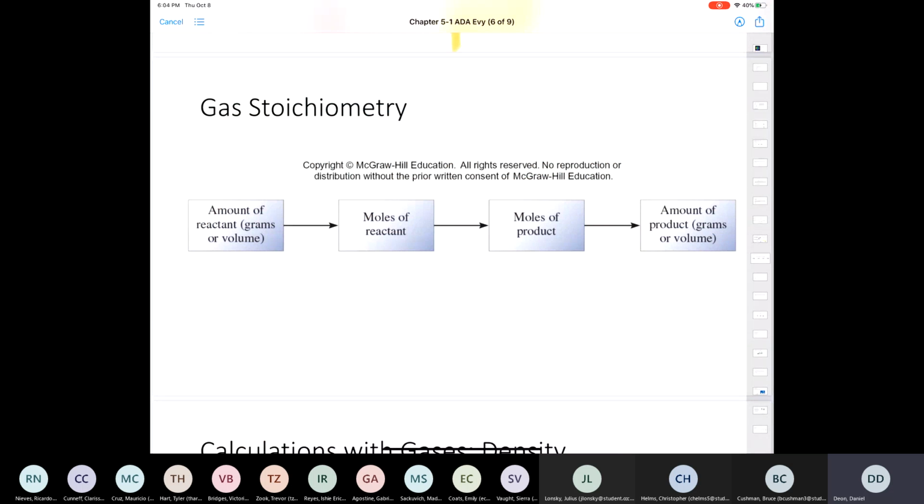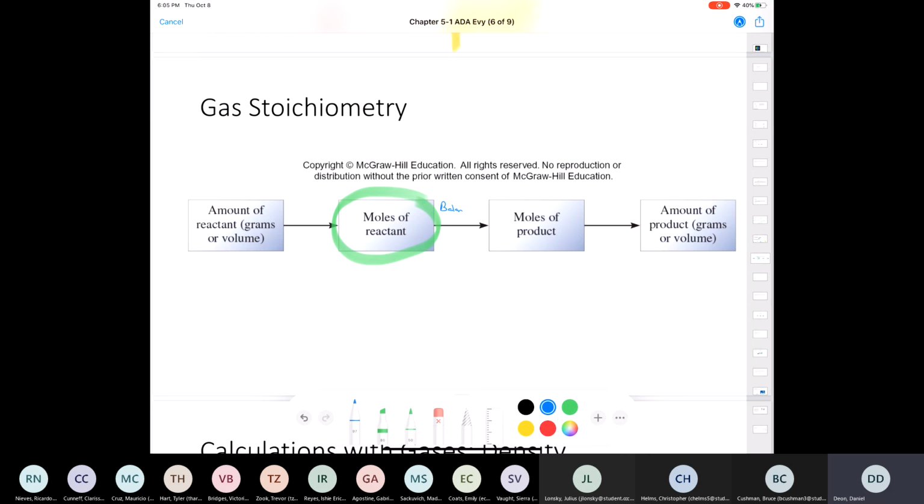Okay, and as we move forward, we're going to look at gas stoichiometry. You remember that earlier on, when we dealt with stoichiometry in chapters 3 and 4, we said that we could never take a balanced equation and use that to convert from grams of one substance to grams of another substance directly. We always had to proceed through moles. And then we would use a balanced equation.